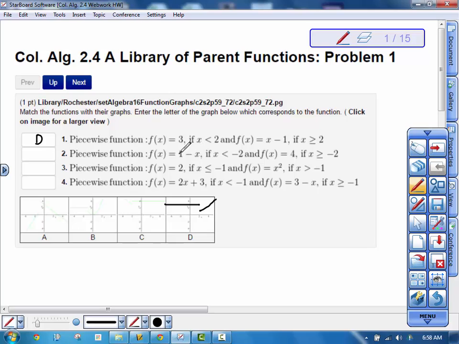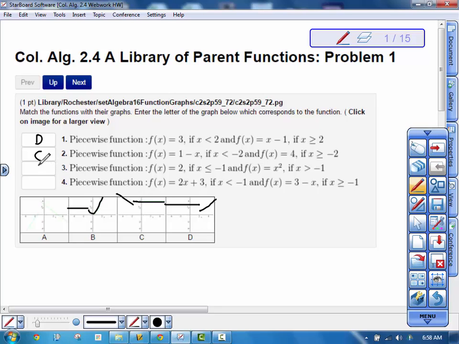Next one is a line. We're looking for a line for whenever x is less than -2 that has a downward slope and a y-intercept of 1, so that'd be this one, obviously. And then it's the line y equals 4 the rest of the time. So that'd be C. The next one is y equals 2 for whenever x is less than or equal to -1. So that'd be this horizontal line. And then it's a parabola after that.